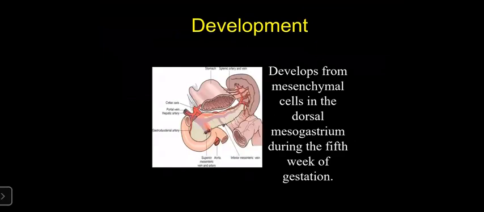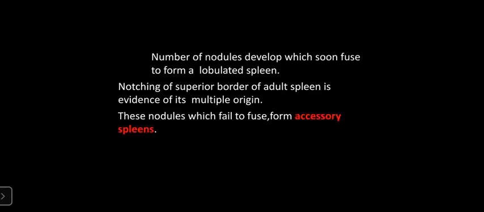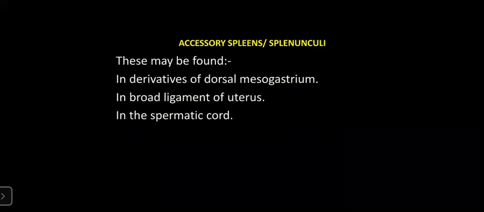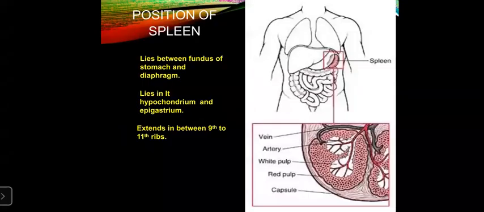The spleen develops from mesenchymal cells in the dorsal mesogastrium in the 5th week of gestation, sometimes said to be the 4th week. A number of nodules develop, which soon fuse to form a lobulated spleen. Notching of the superior border of the adult spleen is evidence of its multiple origin. If these nodules fail to fuse, they form an accessory spleen, which may be found in derivatives of the dorsal mesogastrium, in the broad ligaments of the uterus, and in the spermatic cord.